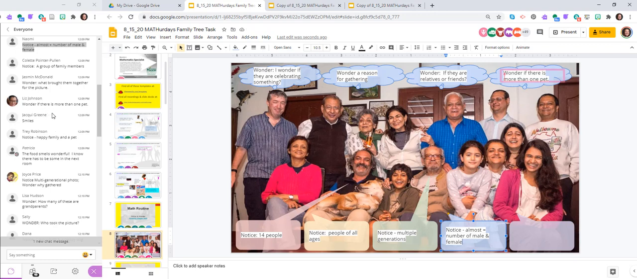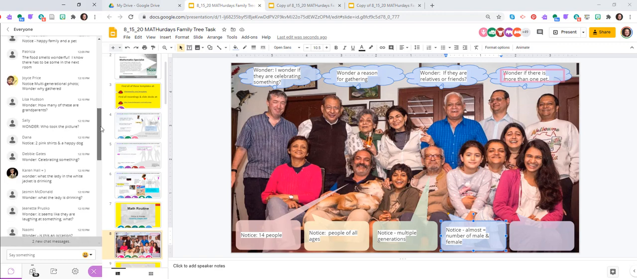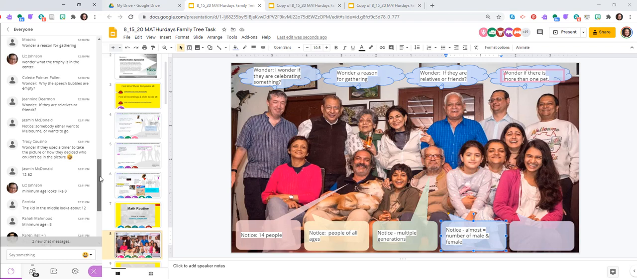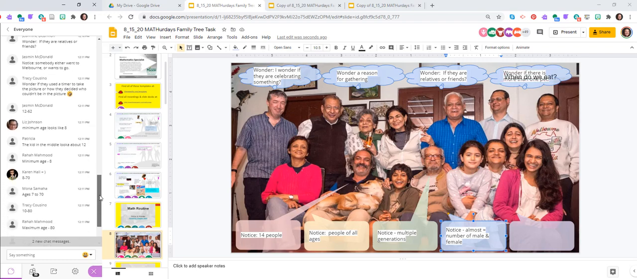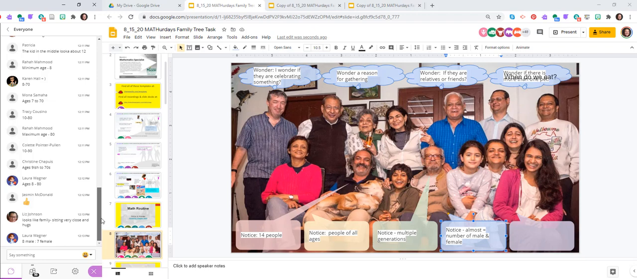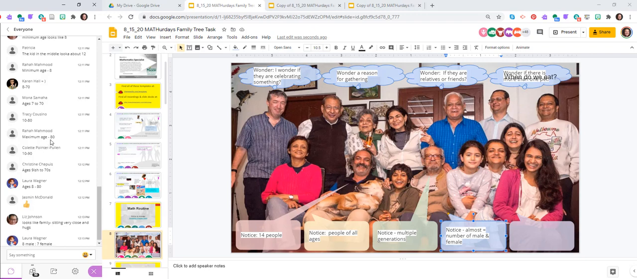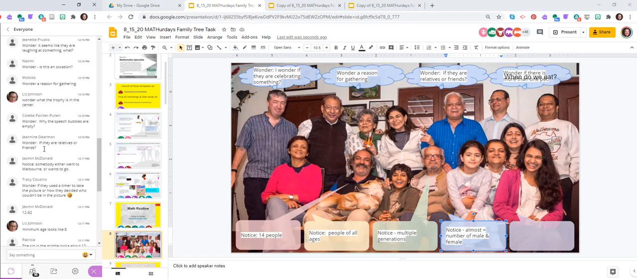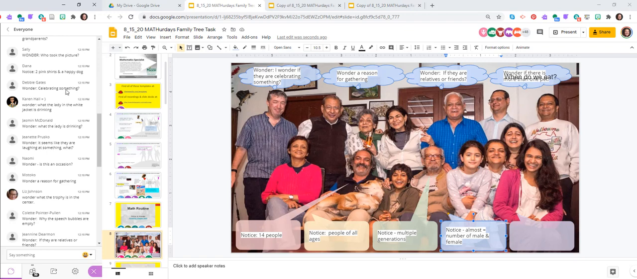And Naomi, it looks like you were looking at males and females. Can you tell us a little bit about your thinking there? I didn't count specifically, but now when I go back, I might revise my thinking. It looks like maybe there's more females than males. I forgot what I wrote, but since there's 14 in the picture, I think there are more females than males because there's 1, 2, 3, 4, 5, 6, 7. Maybe not. 1, 2, 3, 4, 5, 6, 7, and then 1, 2. Oh wait, yeah. No, I take it back.